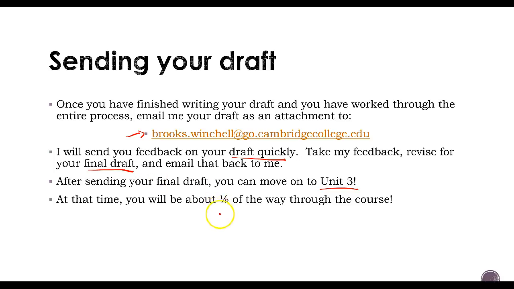And once you do move on to Unit 3, you'll be about halfway through the course, which is fantastic. So here's my smiley face again. I think you'll be very happy when you get to that point.